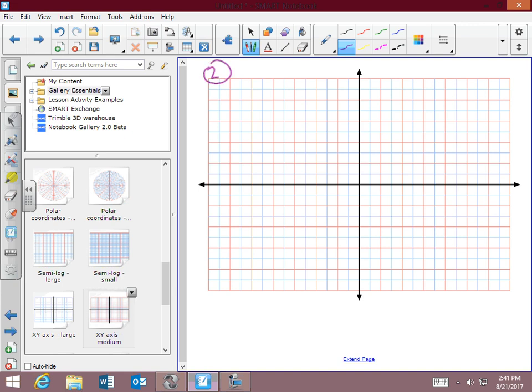Number 2 says graph these points. The first point is (5, -1). So what are we going to do? We're going to start out right here at the origin, and we're going to go 5 which direction? To the right on the x-axis, right?